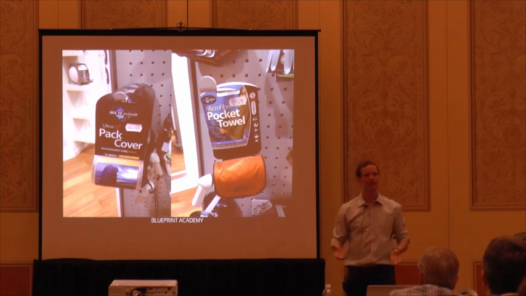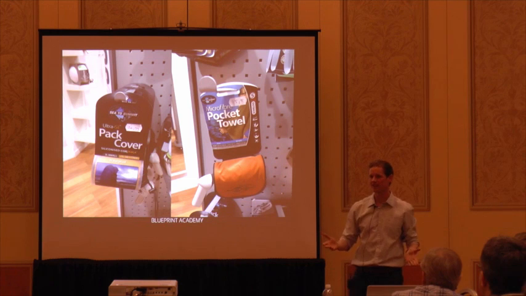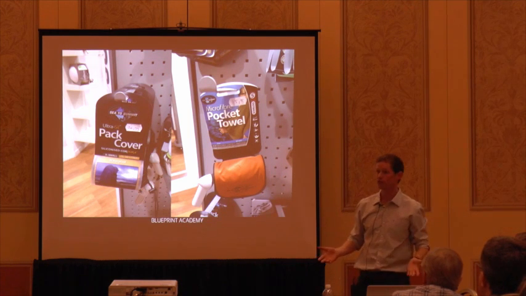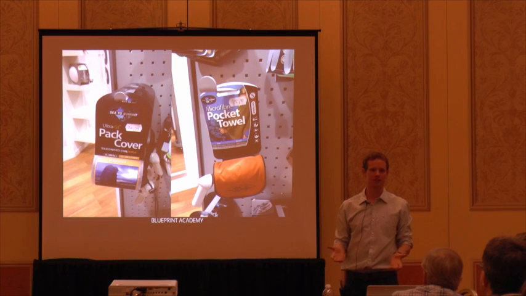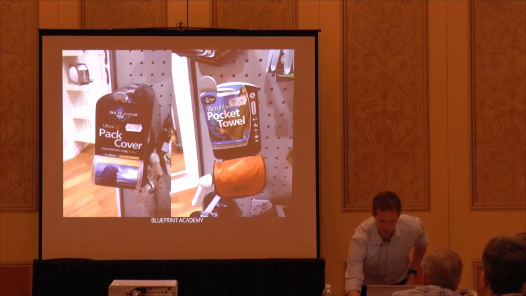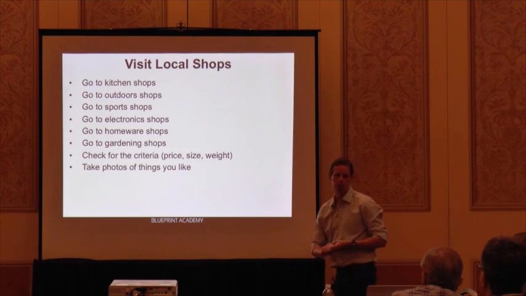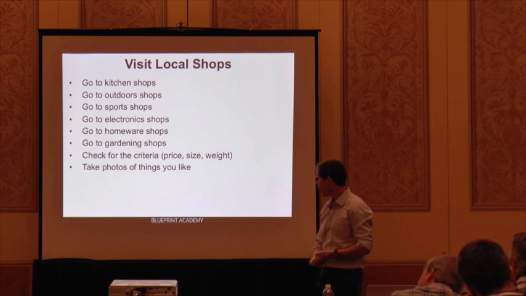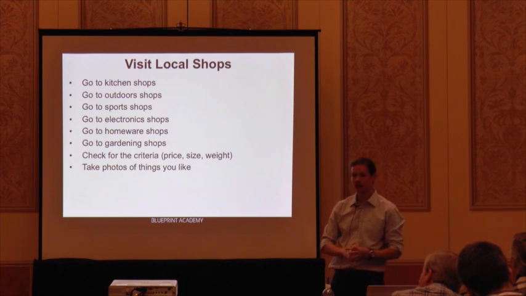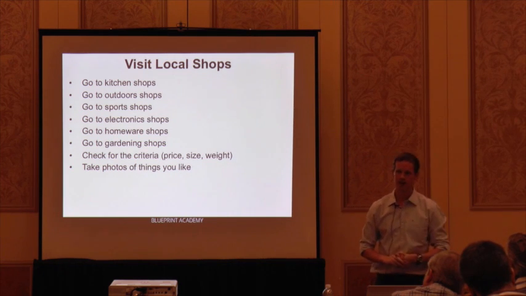If I was in the outdoor niche, I would go into outdoor shops and just see what they're selling, because they've done a lot of the market research for you, and they're not going to have stuff in their shop that just doesn't sell. They just wouldn't have that, okay? So visit local shops, go to the kitchen shops, outdoor shops, sports shops, electronics shops, homeware, gardening, and just scan around for the criteria. Take photos of things that you're interested in.